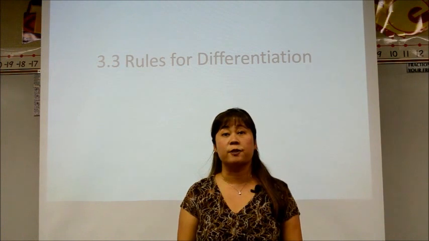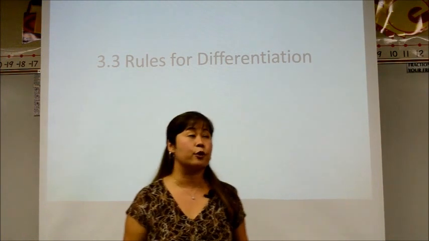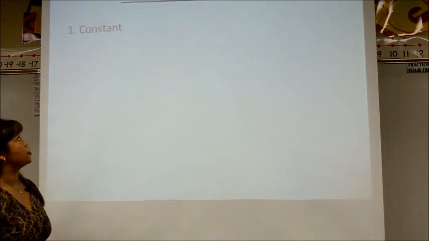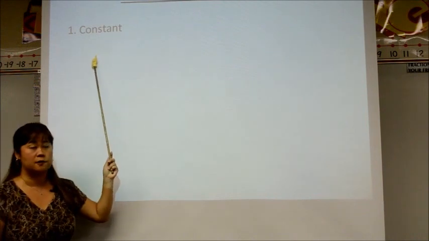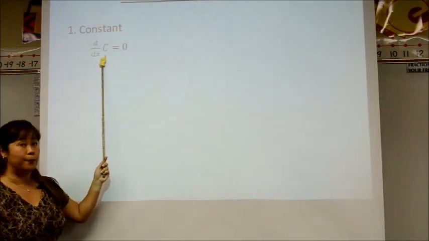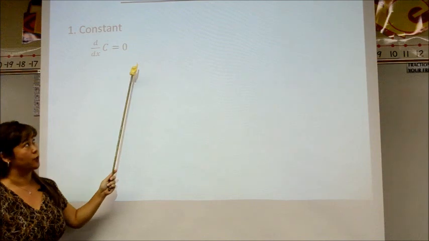This lesson's on 3.3, rules of differentiation. So we're going to go over the 7 rules of differentiation. The first rule is the rule of constant. When we have a derivative of a number, it always equals 0. So this is really easy.